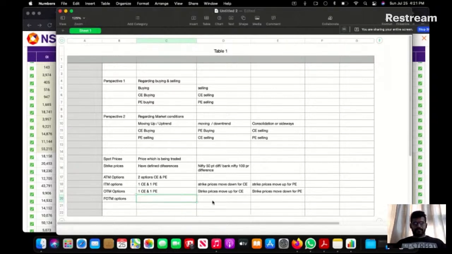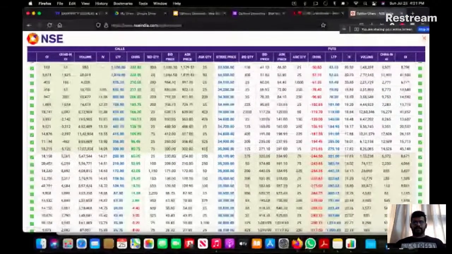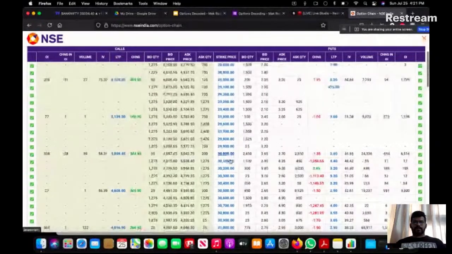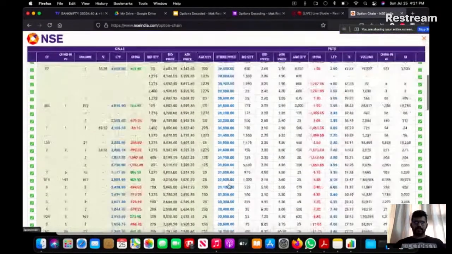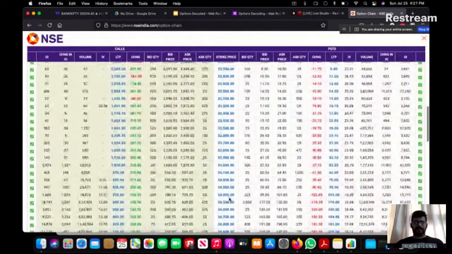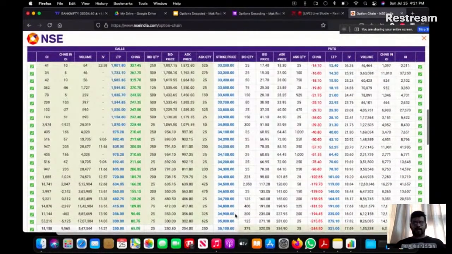Far out of the money is nothing but, now it's trading at 35,000, so far is nothing but too far, like 28,000. All these options are called far out of the money options. Basically, you can define it as anything 3,000 or 4,000 points away from the spot is called a far out of the money option.